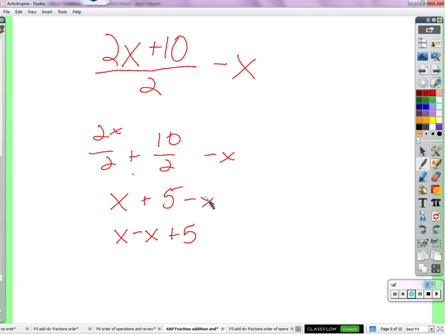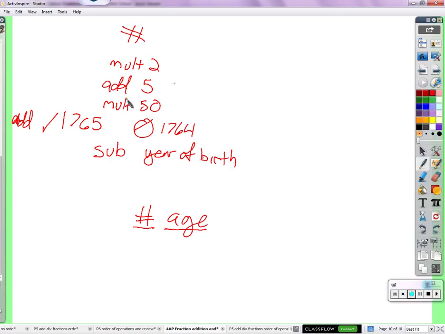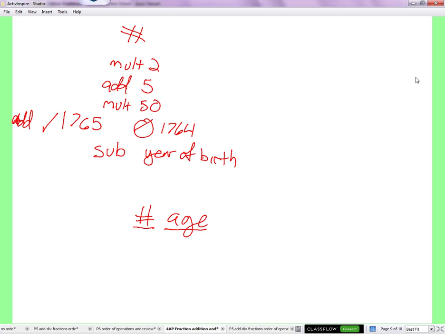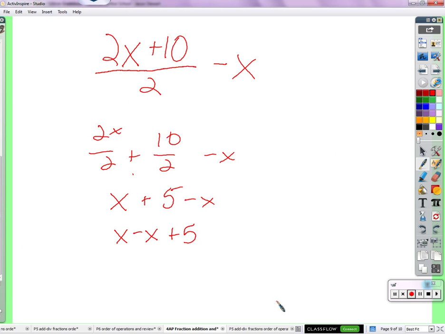Is it a worksheet or book work? On a piece of paper, bring back to me next time and turn it in. You're going to explain how this trick works in the same way that I explained to you about this trick.